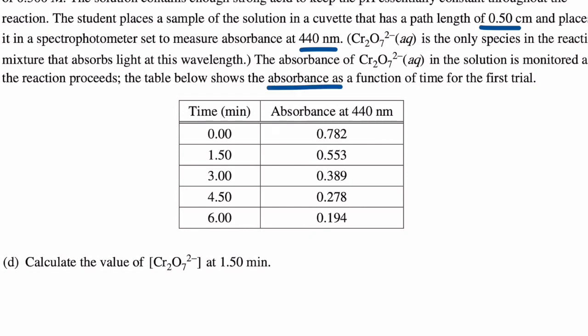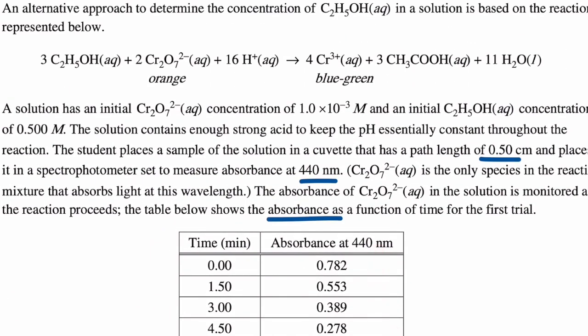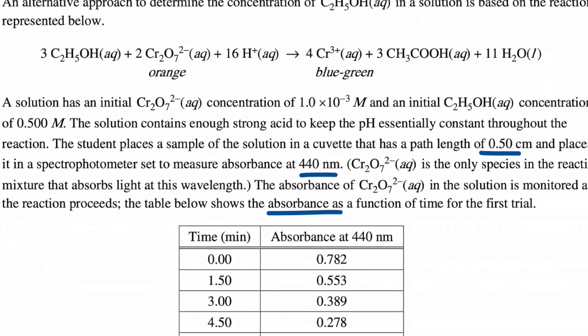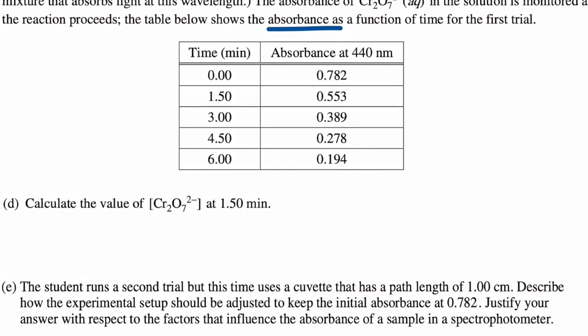Lots of information in that paragraph, but the key information I think is in this table. As time goes on, the absorbance goes down because they're monitoring the consumption of this. This is almost something that could be a kinetics question if we wanted it to, but they're just looking at the disappearance of this reactant over time. What's the value of the dichromate at 1.5 minutes?